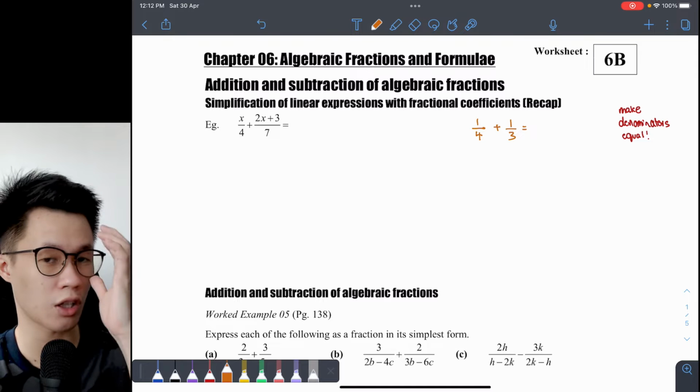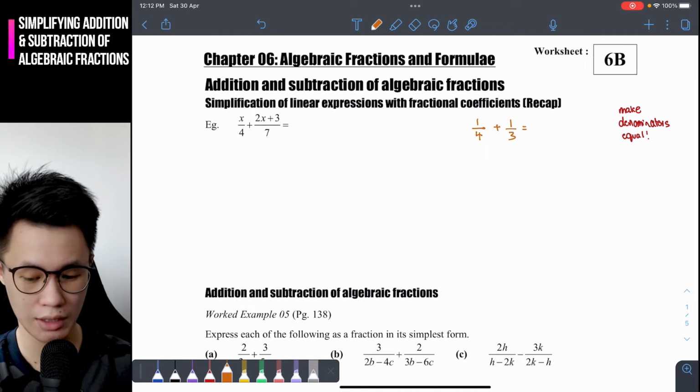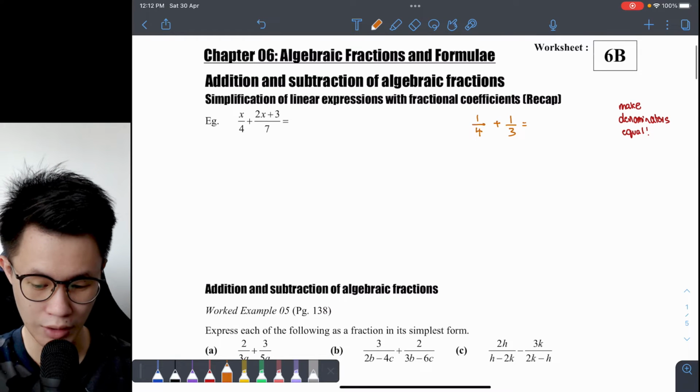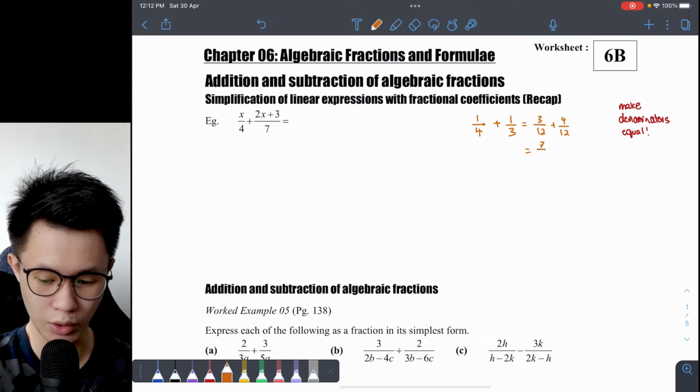We look at the lowest common multiple between the denominators, and in this case, the lowest common multiple is 12, and so I will have 3/12 plus 4/12, and subsequently I will get 7/12.